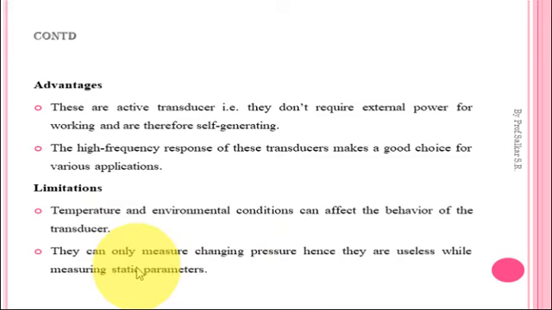That is, when the pressure which we are applying to the piezoelectric transducer is changing continuously, only then it can give us the alternating electric current. Otherwise, if the pressure is constant, that pressure cannot be calculated by a piezoelectric transducer. This is its disadvantage. So this was all regarding the piezoelectric type of transducer.